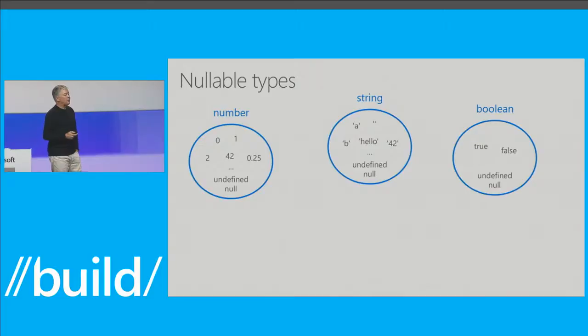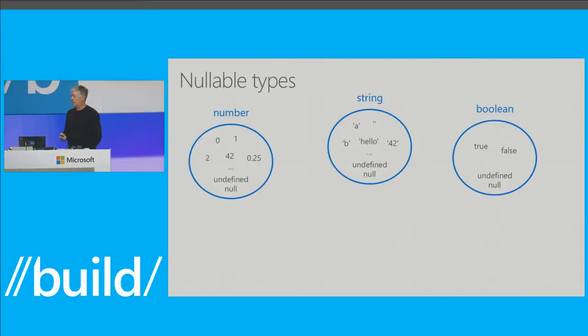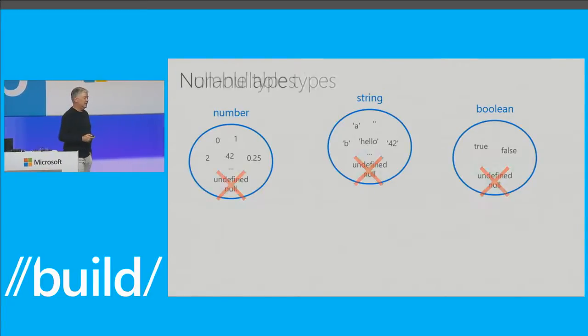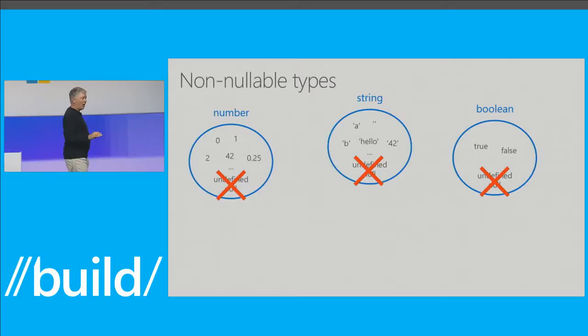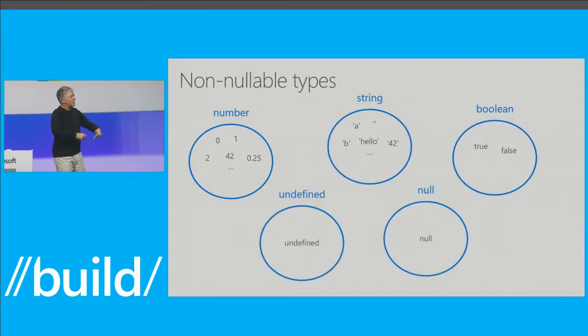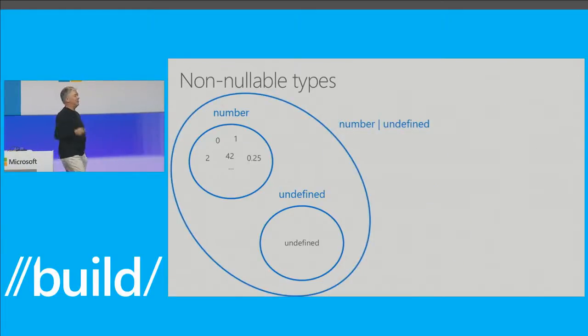Now, in TypeScript 2.0, we're introducing a new feature called strict null checks, or a new compiler switch called strict null checks. And in strict null checks, we say undefined and null are no longer part of all of the types, meaning that a number is a number, a string is a string, a Boolean is only true or false. It can't be null or undefined. What we're doing is we're actually extracting them out to be two distinct types. There's a new type called undefined, whose only possible value is undefined, and a new type called null, whose only possible value is null. And then we allow you to use union types to put them together.